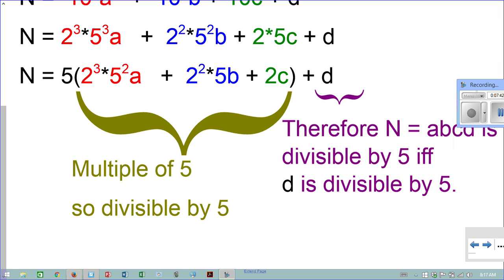So the whole thing is divisible by 5 if and only if the last number is divisible by 5. And we know the only numbers that work for that last number for it to be divisible by 5 are 0 and 5. And that's what our divisibility rule says.